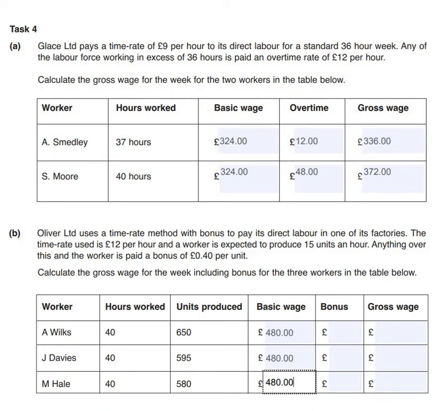The next thing we have to do is work out whether they get a bonus or not. So they're expected to produce 15 units per hour. So if we times the 15 units by the total hours they work, it will tell us that they need to produce over 600 units to get a bonus.